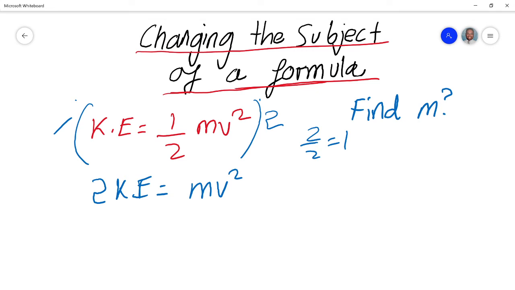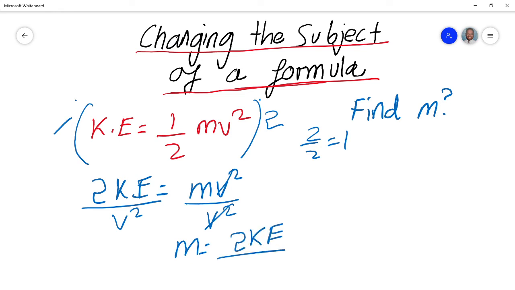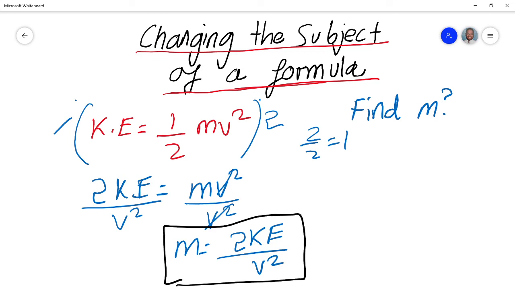All right, now this becomes easy because what we need to do is we want to make m the subject of the formula. So all we need to do is divide by v squared. So divide by v squared and divide by v squared, because whatever we do on your left hand side, we've got to do it on your right hand side. So the v squared cancels out. So m therefore becomes 2 kinetic energy over v squared. All right, so that's how we solve for m. We've made m the subject of the formula.